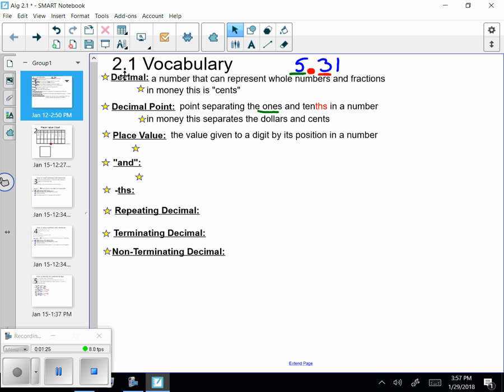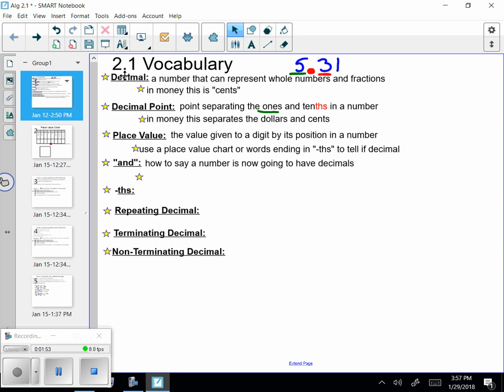Place value is the value given to a digit by its position in a number. We use a place value chart or words ending in ths to help tell if it's a decimal. Looking at the example above, we have 5 ones. There's a 5 in the ones place. We have 3 tenths. We have a 3 in the tenths place. We have 1/100ths. That's a 1 in the hundredths place.